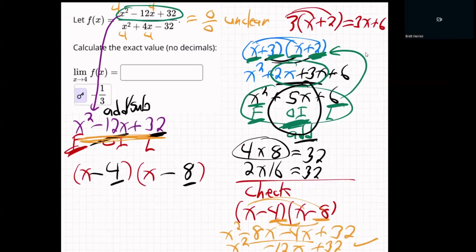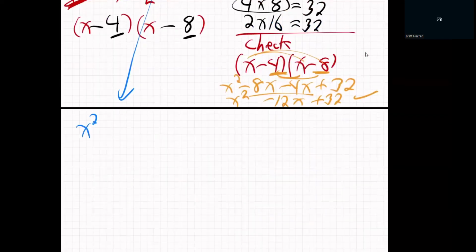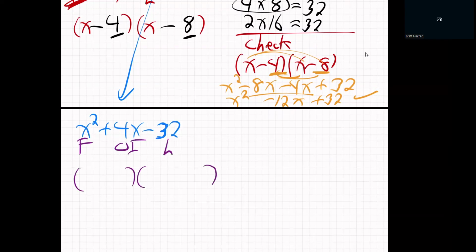Now, how about the bottom? Let's grab the bottom and factor that. I'll bring that way down here. X squared plus 4x minus 32. Real similar. Think about FOIL again. So front times front to make front. Last times last makes 32, 4 times 8. Now, this time we have plus 4. I don't know if you remember the sign in the middle rule.